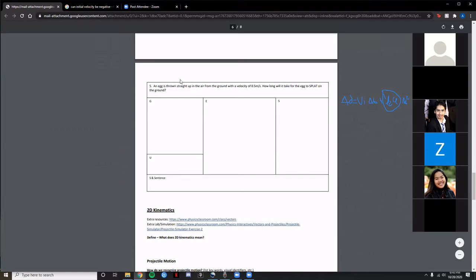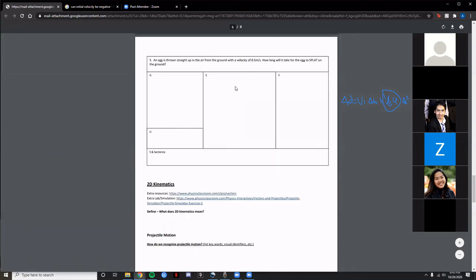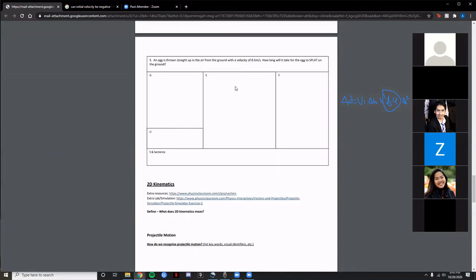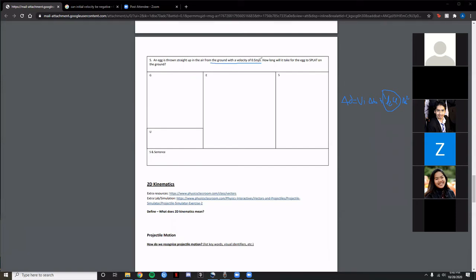An egg is thrown straight up in the air from the ground with a velocity of 0.5 m/s. How long will it take for the egg to splat on the ground? So we're looking for delta t, and we don't have anything besides basically acceleration.